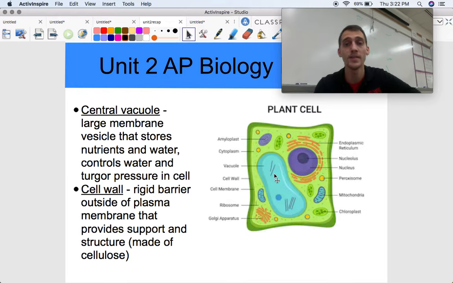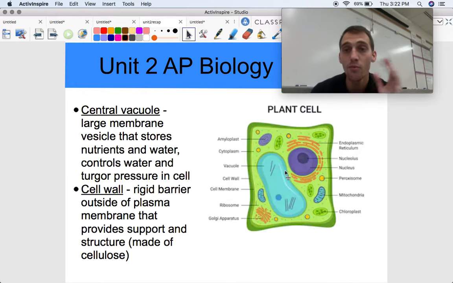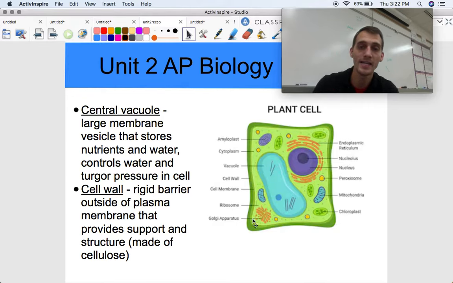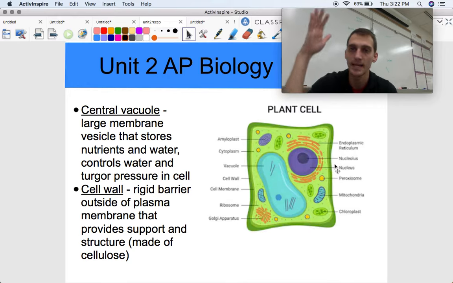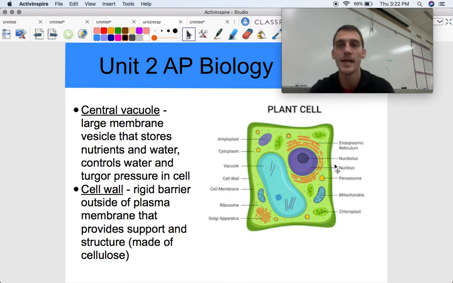We're going to talk about this in a second when we talk about tonicity, but a plant needs to have enough water to exert force on its cell wall and stay rigid and stay what's called turgid, so a plant can stay up and it's not going to droop because it does not have enough water. The central vacuole plays a big role in that, and it's a storage unit as well.